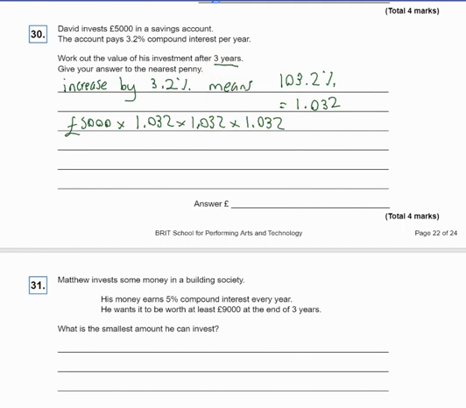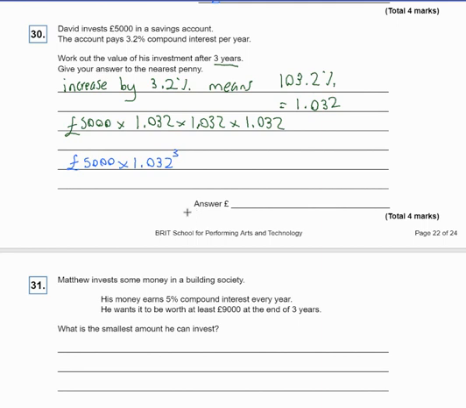Okay? Please, it's important to do it this way. I'd probably prefer that you do it the long way, just so that you don't try to make shortcuts and make mistakes. Because I've seen certain types of errors made where people say, oh, 1.032 and then times it by 3. But it doesn't work like that. If I were to shorten this, understanding our rules of maths, we have 5,000 multiplied by 1.032 to the power of 3.